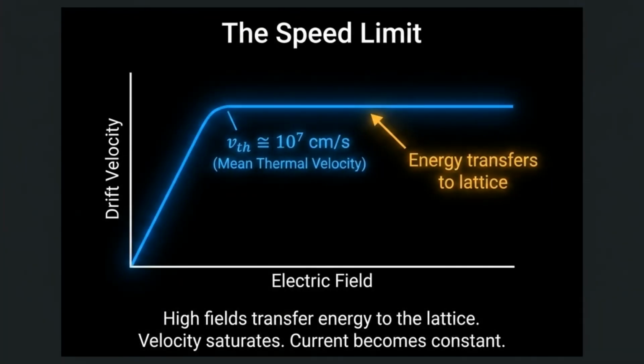As the electric field increases, drift velocity eventually saturates. At these high fields, energy is transferred to the lattice, resulting in constant current.